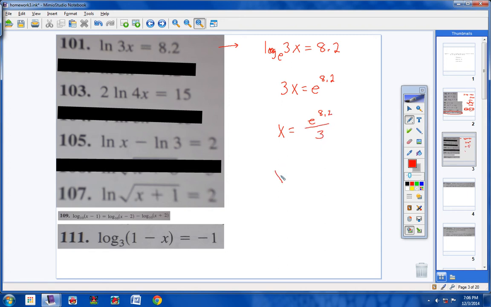So quickly, grabbing my calculator, I'm going to type in e to the 8.2, enter, divided by 3, enter, and I'm going to get 1213.65. Now, students, listen to me carefully, okay? Remember, anytime you solve a logarithmic equation, you have to check your answer and make sure you have a positive argument. So if I put a positive 1213 in for x right here, and take 3 times that number, will I have a positive argument? And yes, I will. So this answer does work, okay? It does check. So moving on. Number 103.